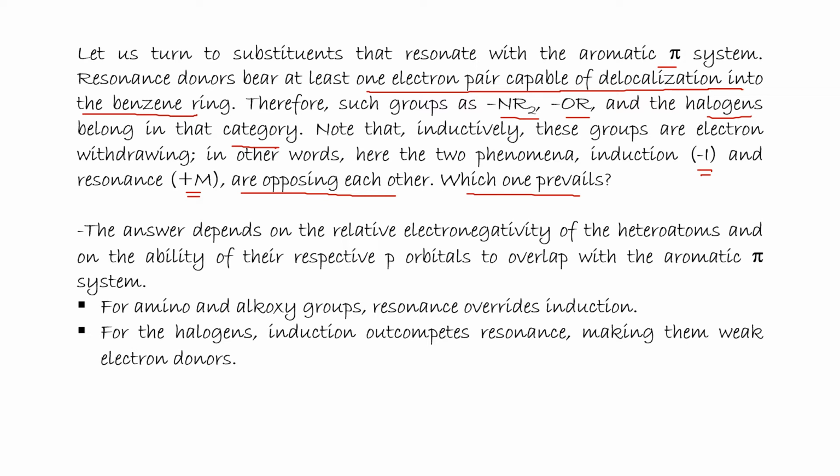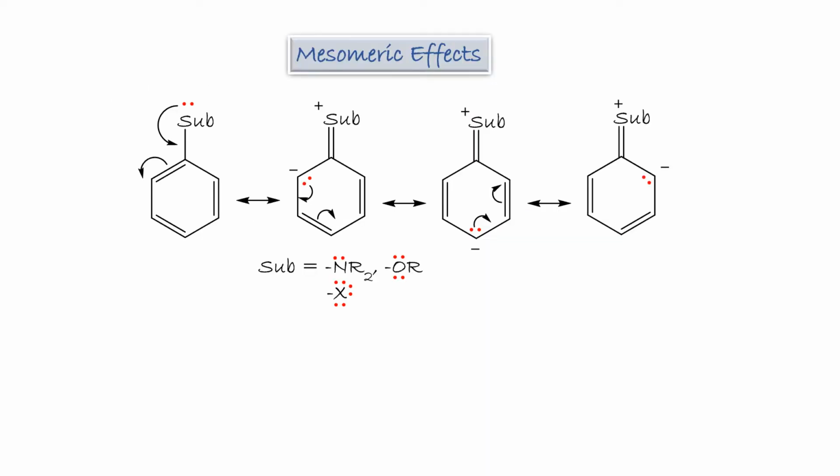The answer depends on the relative electronegativity of the heteroatoms and on the ability of their respective p orbitals to overlap with the pi system. For amino and alkoxy groups, resonance overrides induction. But for halogens, induction outcompetes resonance, making them weak electron donors. They can't easily give out their lone pair. Mesomeric effect.